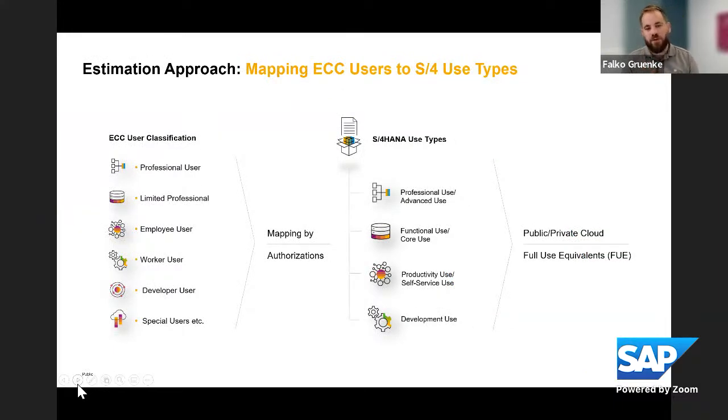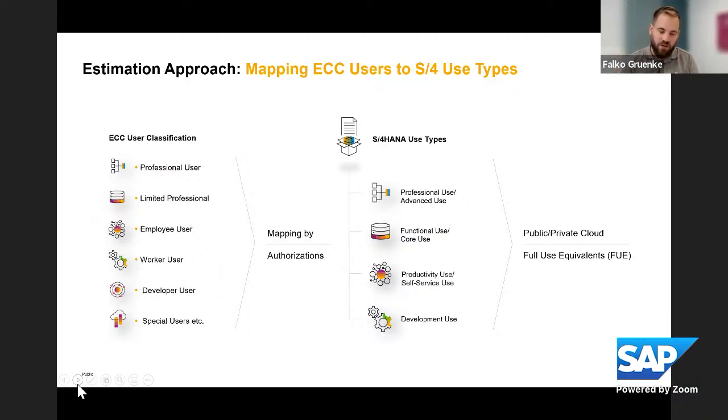So our estimation approach: we are mapping the users to the S4 user types, which means that we are looking into your today's environment, so your today's systems, based on your current authorization assignment, and independently of what kind of user types you have today, from professional, employee user, worker, and so on. The current classification is visible but not relevant for our service offering. The service goes on the authorizations of the users. So we are looking into the authorizations which are currently assigned to the users. And based on those authorizations, we are mapping the users accordingly to the new user types.